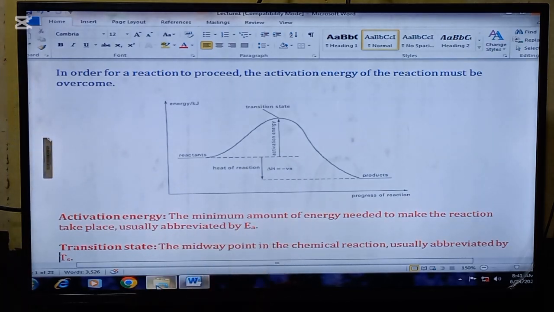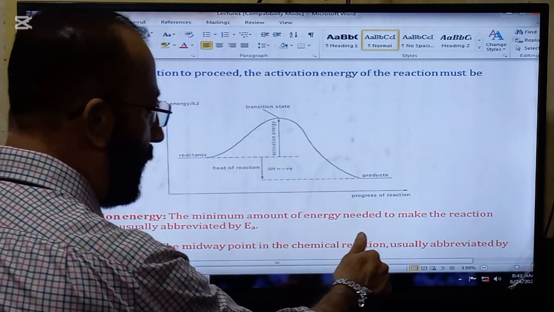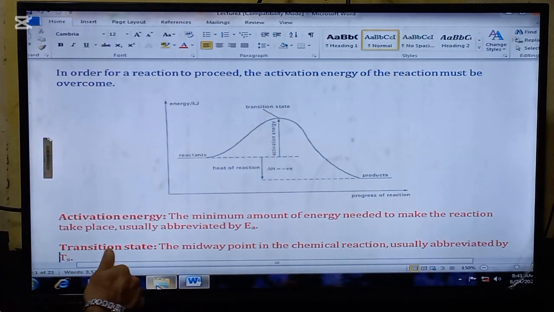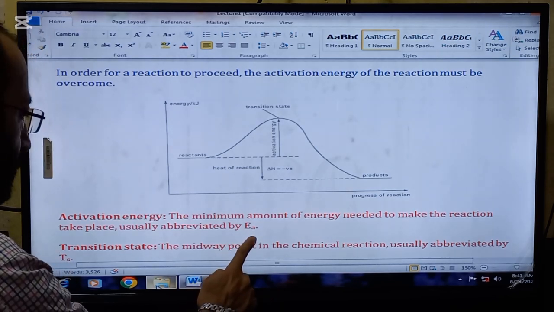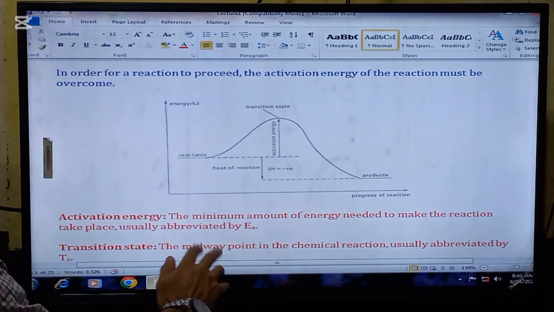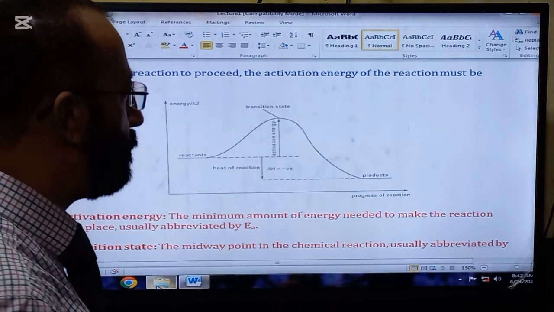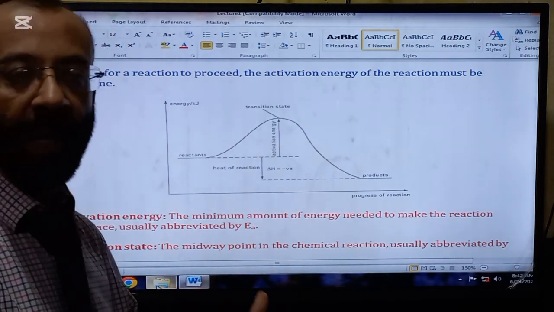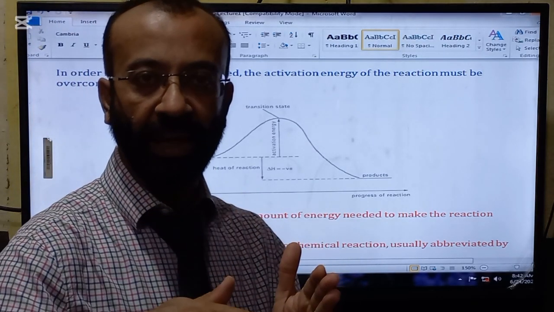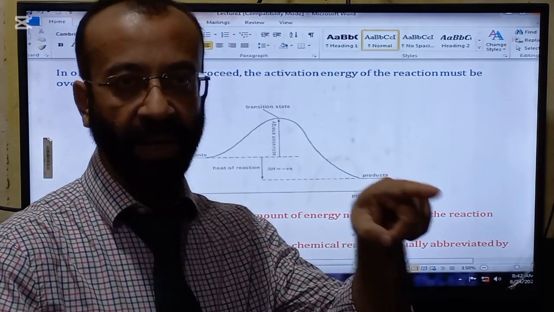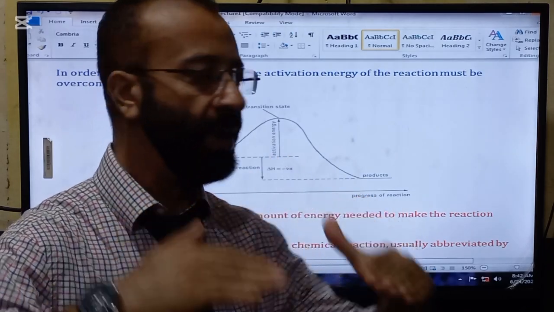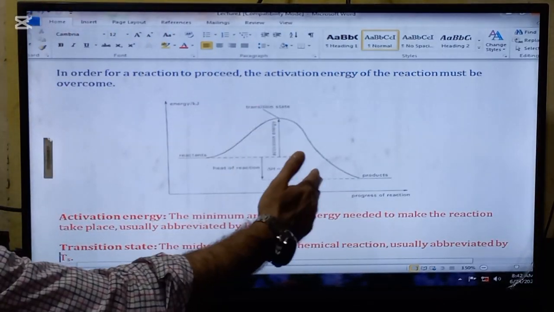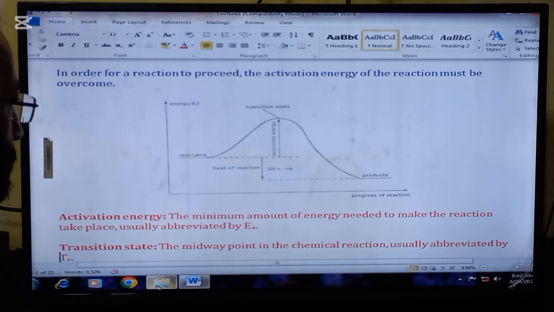Here is the definition of activation energy: the minimum amount of energy needed to make the reaction take place, usually abbreviated as EA. A stands for activation, E stands for energy. If the energy level is lower than this, then that barrier, the activation energy, will not be overcome. So this is the minimum energy level that is required to overcome the activation energy.